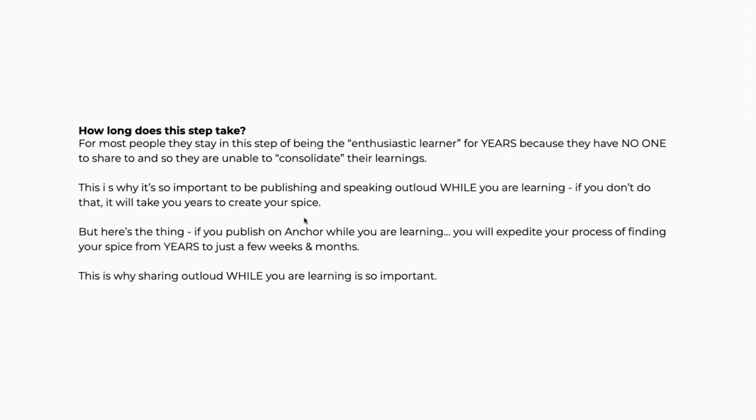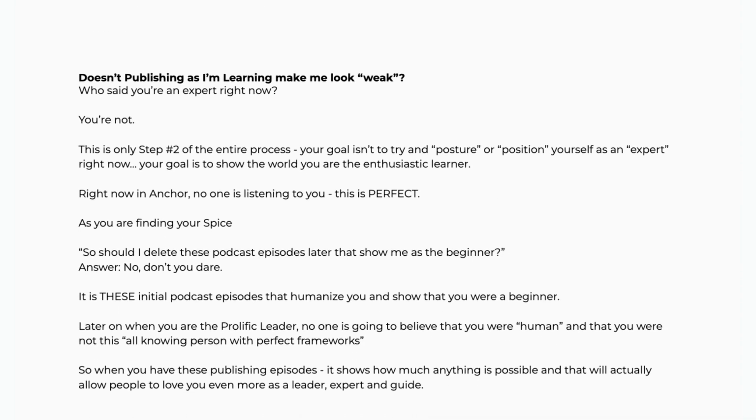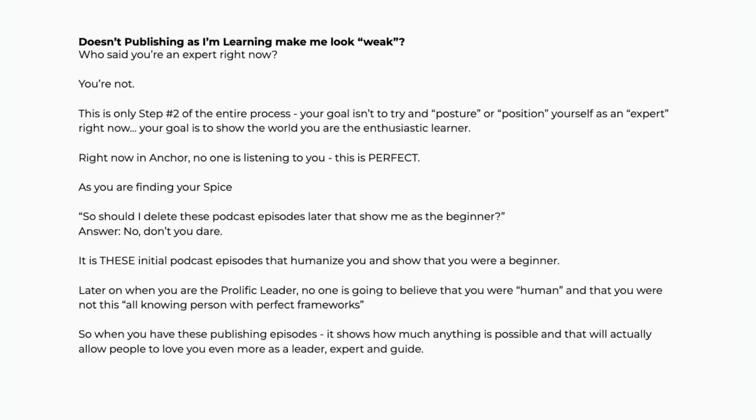The other question that comes up when we talk about sharing out loud while you are learning is, hey, doesn't publishing as I'm learning, as I'm becoming the expert, actually make me look weak? Now, here's the thing. Who said that you are the expert right now? You're not, right? Remember, this is only step 2 of the process that you're in right now. You're not trying to posture or position yourself as an expert because you're not, right?